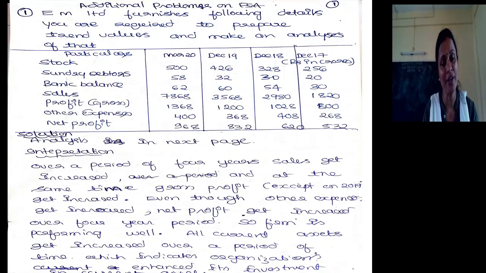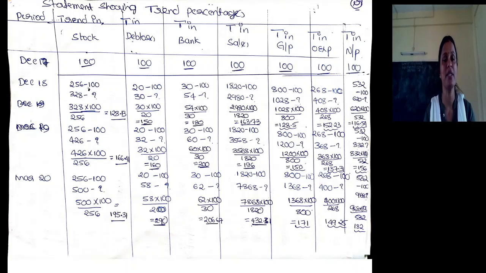I had given you the interpretation here. Interpretation must be done once we do the analysis, so let me move towards the analysis first. This is how you need to prepare a statement showing trend percentages. As they have not given the full balance sheet or the full profit and loss account, whatever information we have, that's the trend we need to calculate.